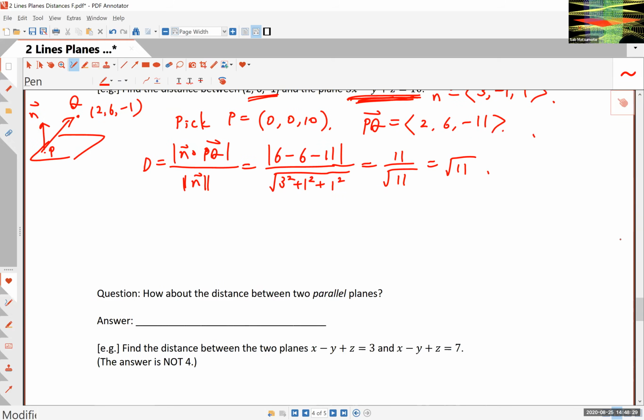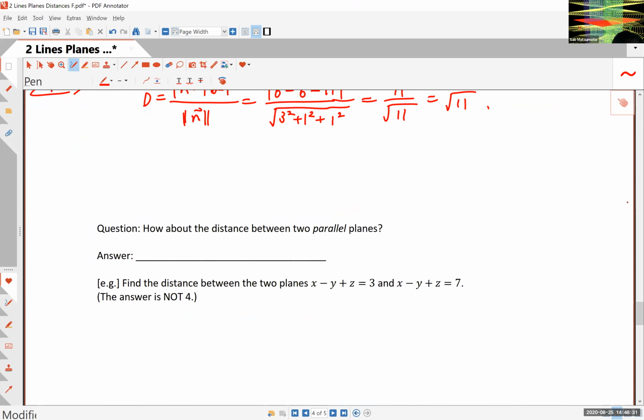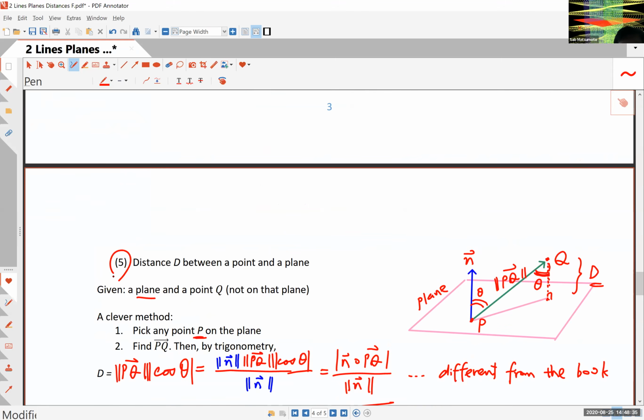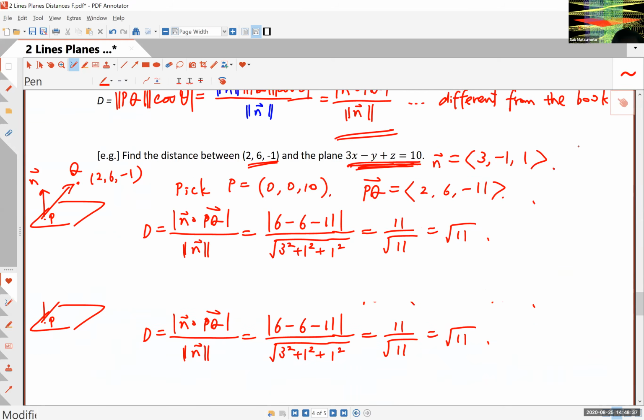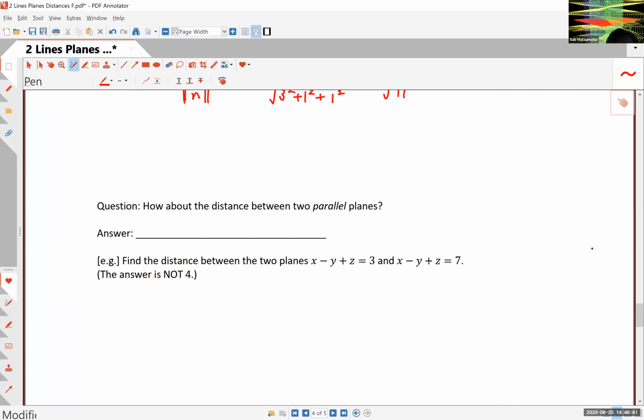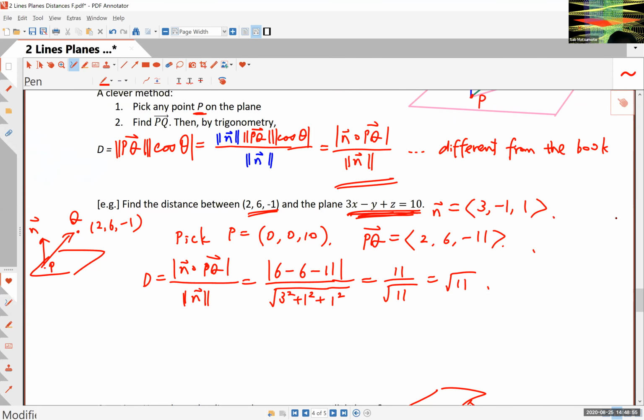Okay. Similar question. Before we go to point 6, which is the last point of this section, what happens if you have 2 non-intersecting planes, basically 2 parallel planes? Can you think of a way to figure out how far apart the parallel planes are? Hint, just look at the first part.